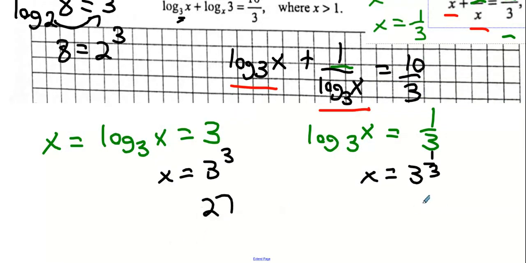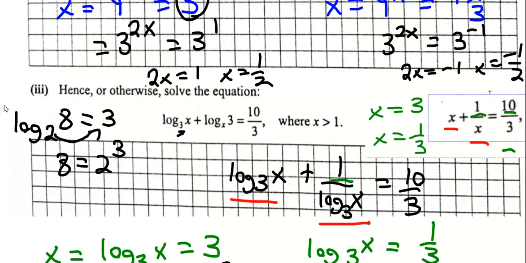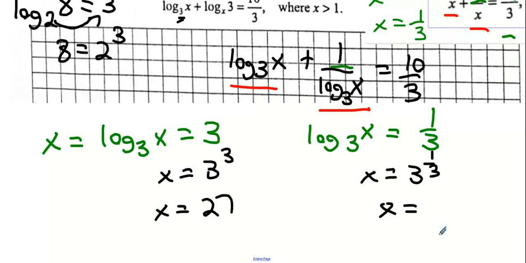Is that 1.44 for the other one? Is it rounded to 2 decimal places? Yeah, just 1.44. Right. We all good?